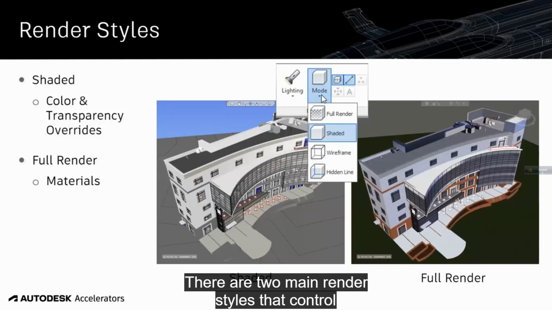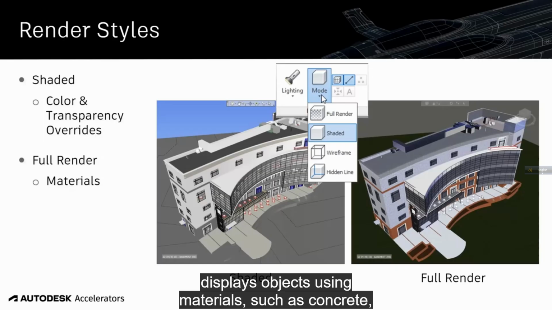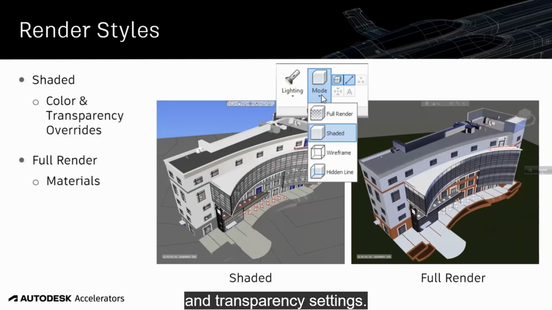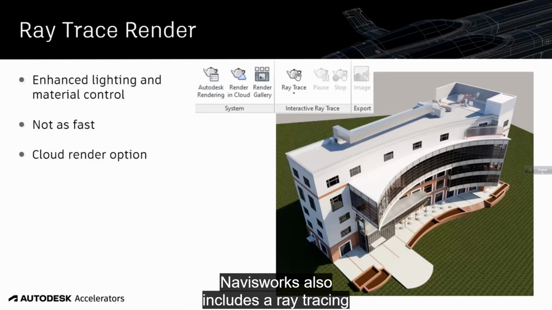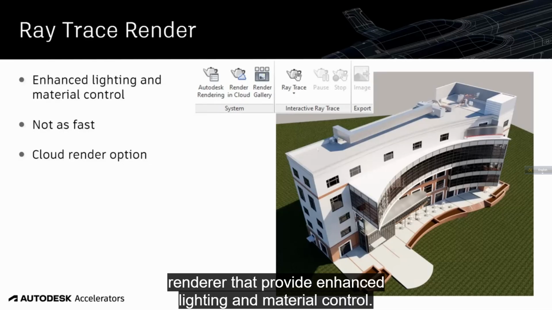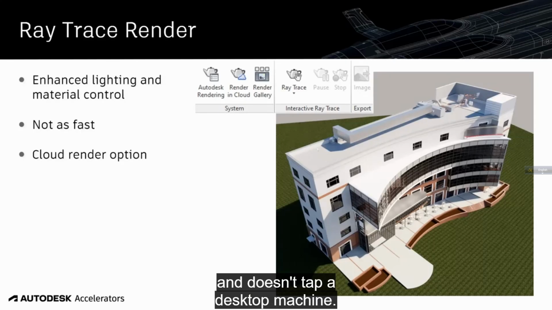There are two main render styles that control how Navisworks displays objects. The shaded option displays objects using their colour and transparency settings, whereas the full render option displays objects using materials such as concrete, brick, or grass, which will override any colour and transparency settings. Should you wish to generate renders with extra realism, Navisworks also includes a ray trace renderer that will provide enhanced lighting and material control. Whilst this is not as fast as the standard renderer, there is an option to have the renders generated in the cloud, which is significantly faster and doesn't tie up a desktop machine.